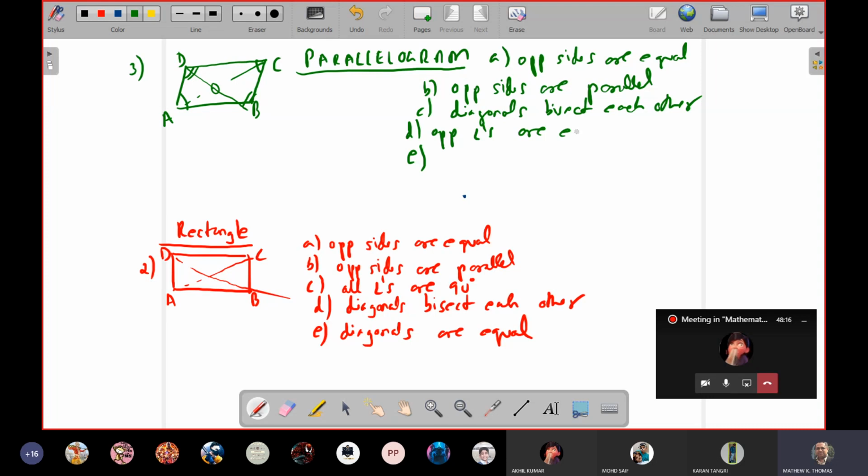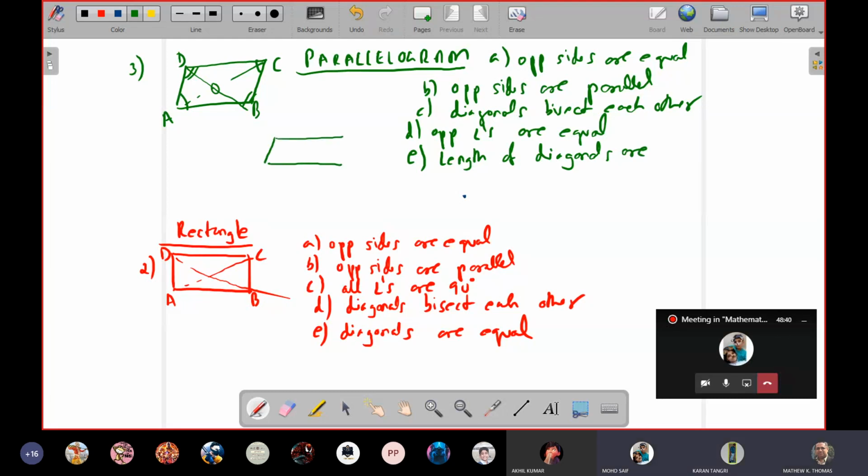One more point I want. What will be the length of the diagonals? Will they be equal or unequal? Length of diagonals are equal or unequal? No, they will not be equal.